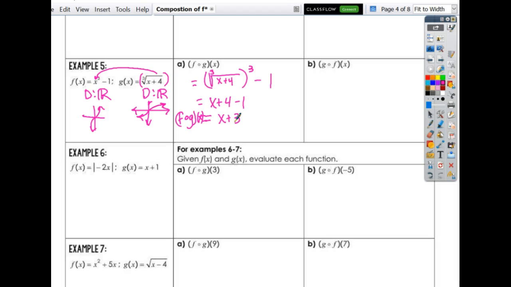X plus 3, and is there going to be any restrictions on the line? Nope.